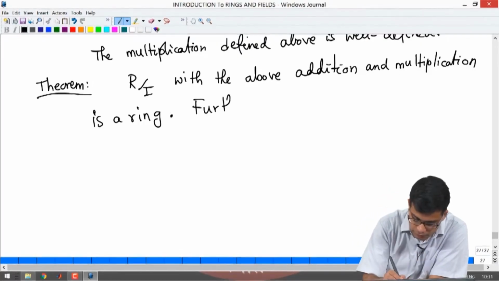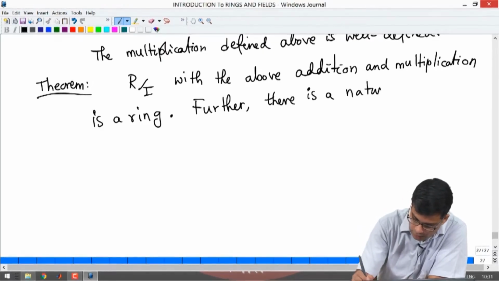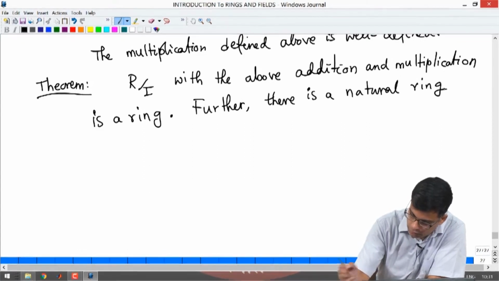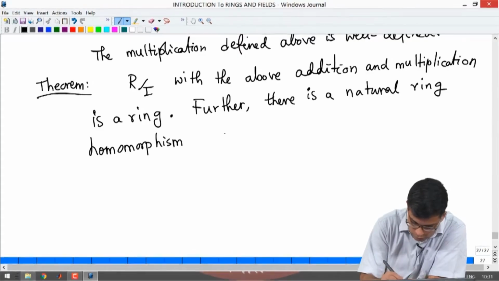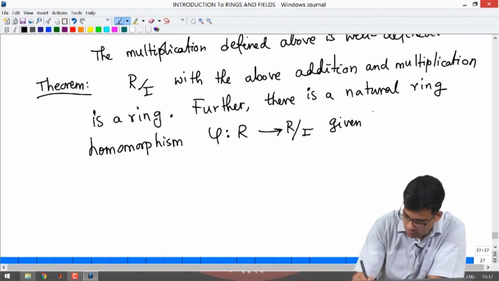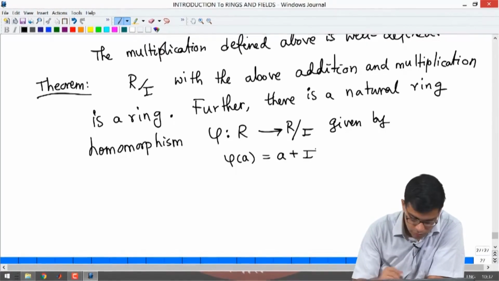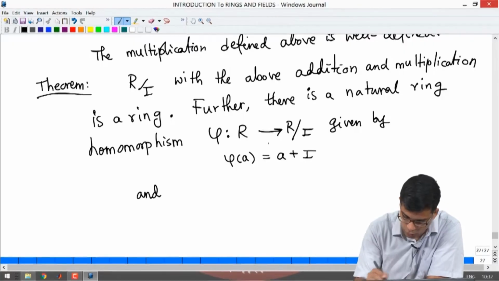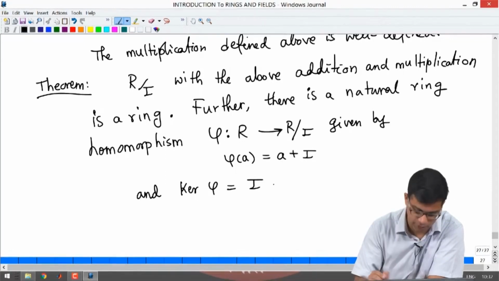Further, there is a natural ring homomorphism phi from R to R mod I given by phi of a is equal to a plus I, and there is a natural homomorphism like this. In other words, I am saying this is a homomorphism and kernel phi is precisely I.